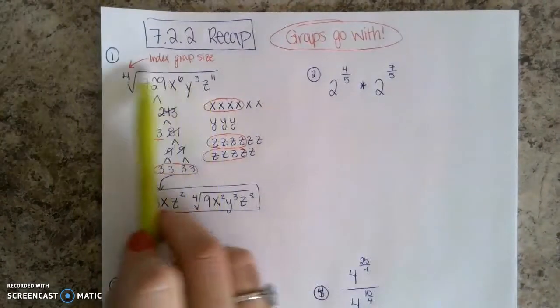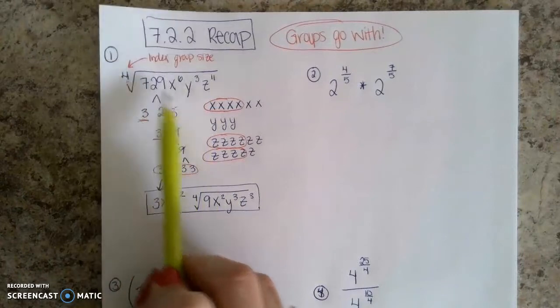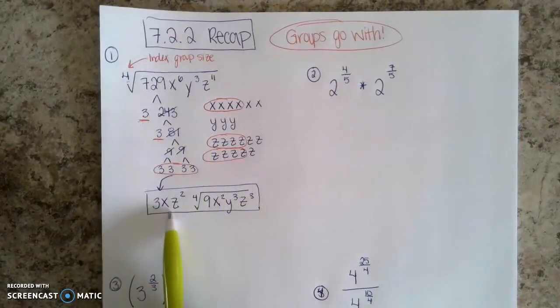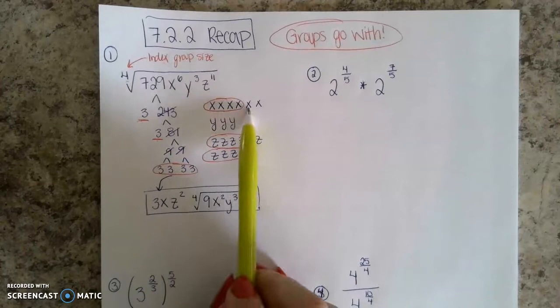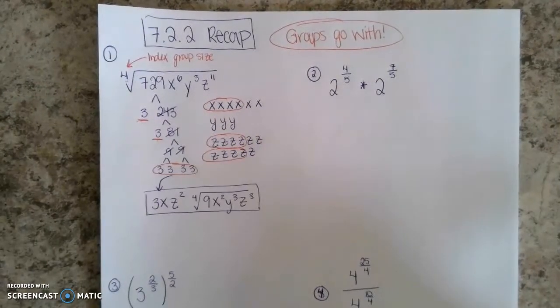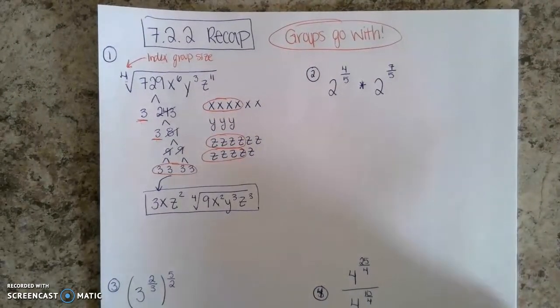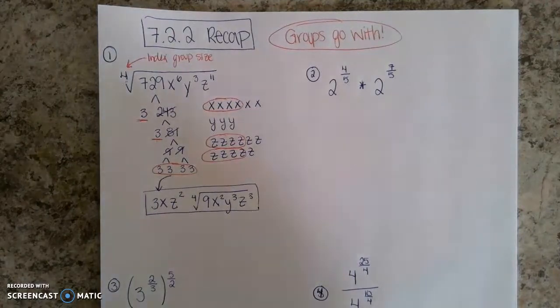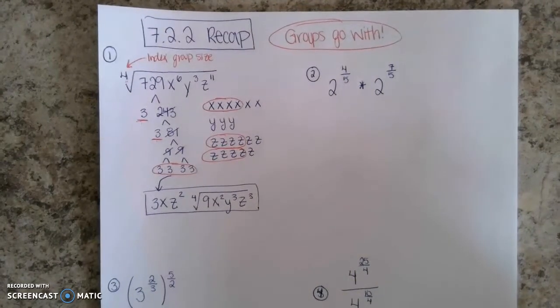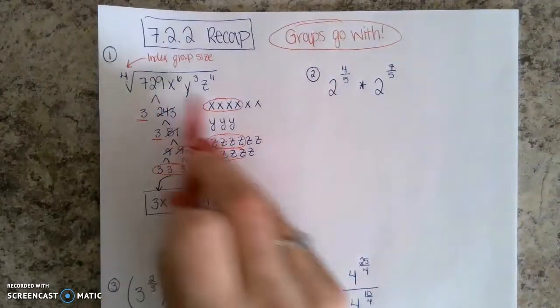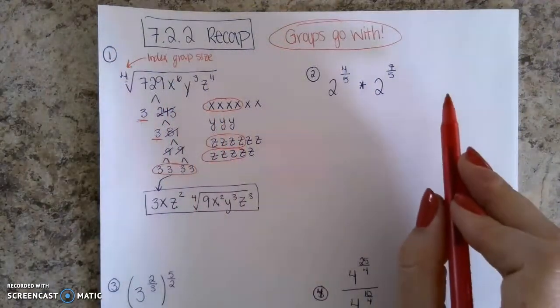So again, from a radical, pay attention to your index, find your groups, groups go outside, leftover pieces all go underneath our radical. Let's go ahead and take a look at number 2 here. Now number 2 is a problem very similar to this, but it's set up differently. We're going to get to this eventually, but we've got to do a few things first.